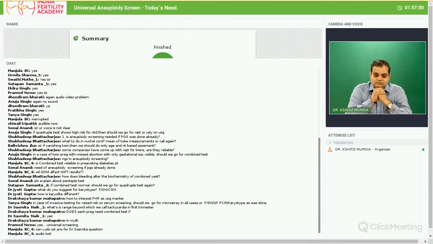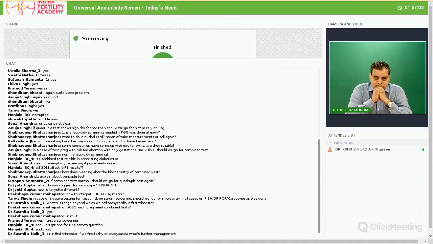So Dr. Manjula wants to listen to that tachycardia once again. If it is above 180, 190, then definitely it's tachycardia. It's more than the 95th percentile for that gestation. They're asking if in the first trimester we find tachy or brady, what is the further management?